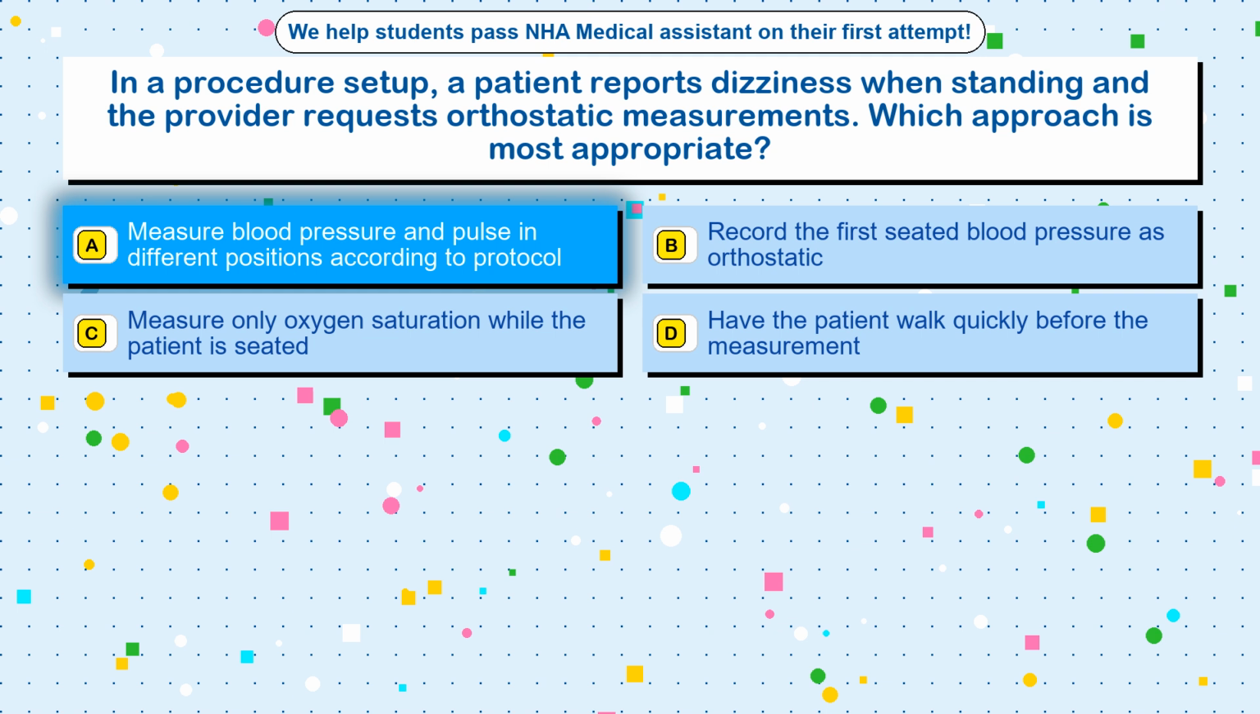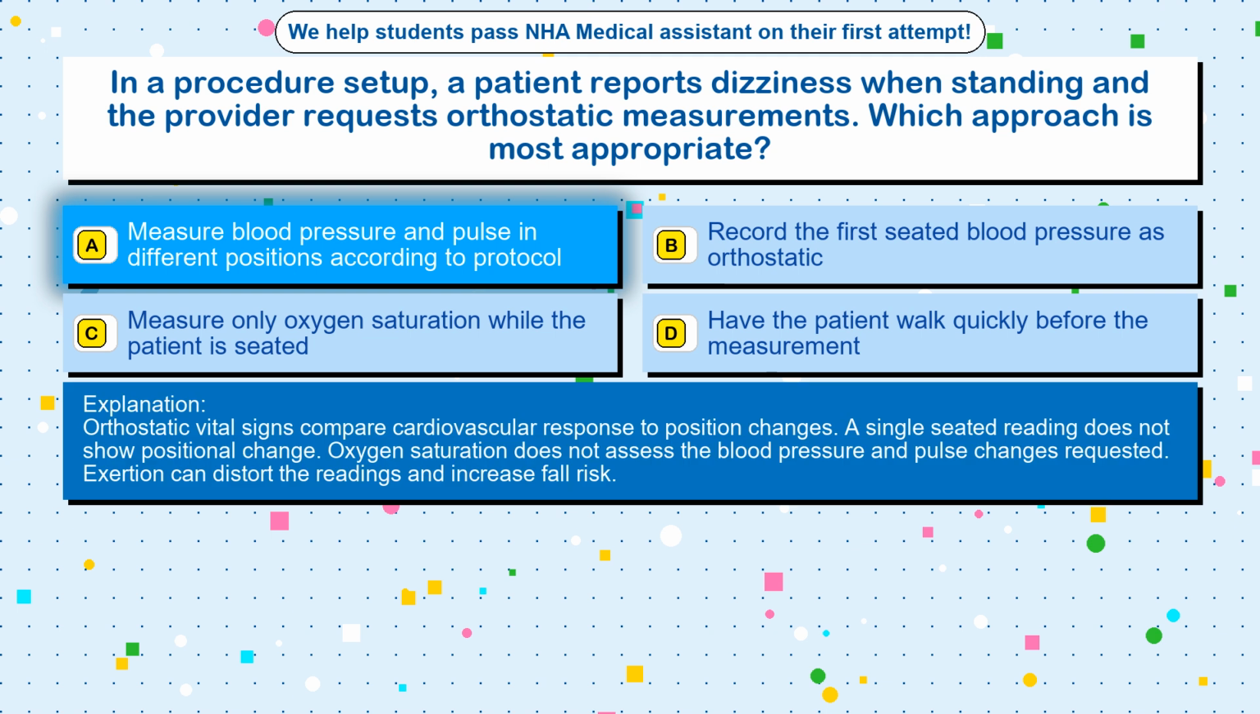Measure blood pressure and pulse in different positions according to protocol. Orthostatic vital signs compare cardiovascular response to position changes. A single seated reading does not show positional change. Oxygen saturation does not assess the blood pressure and pulse changes requested. Exertion can distort the readings and increase fall risk.